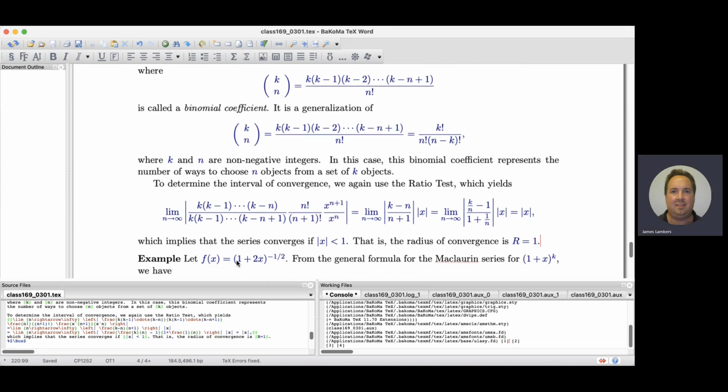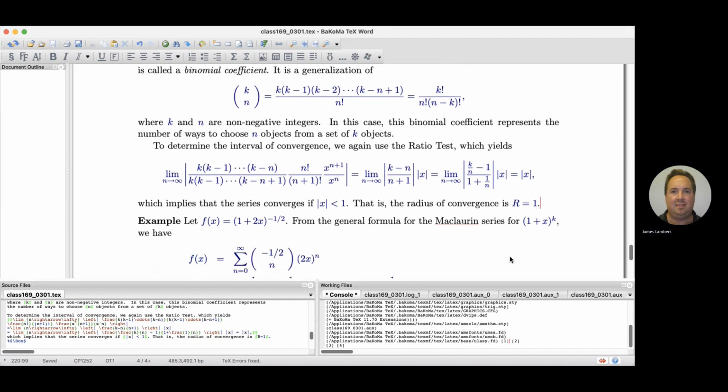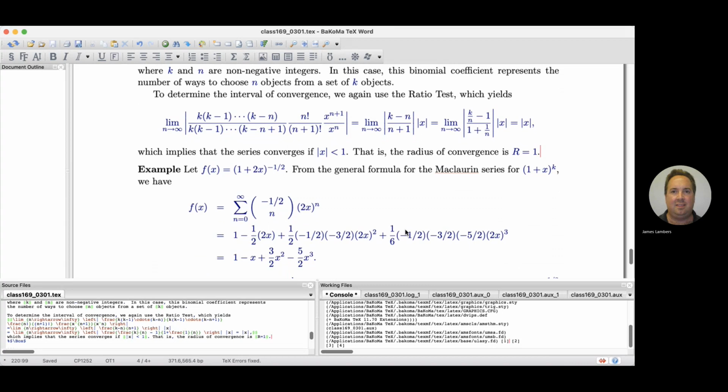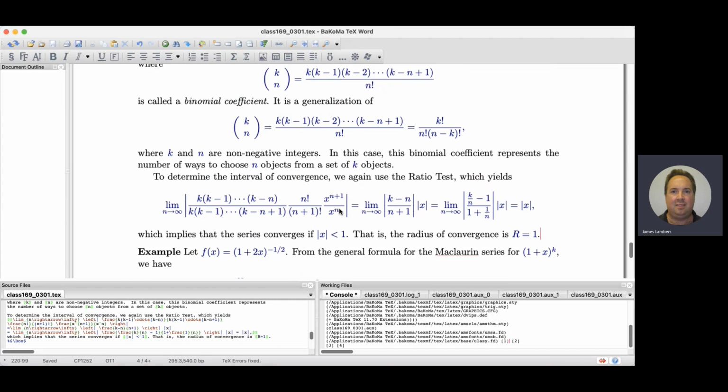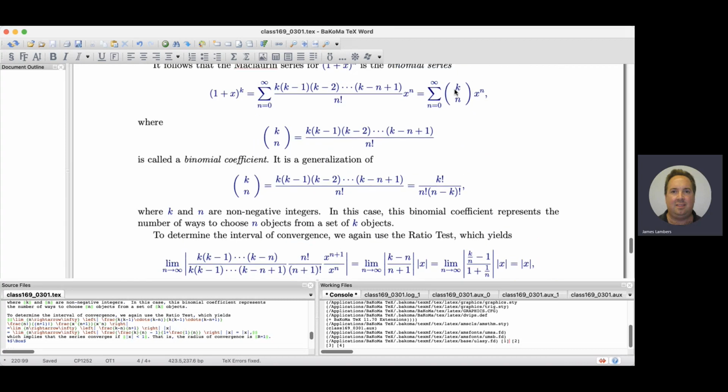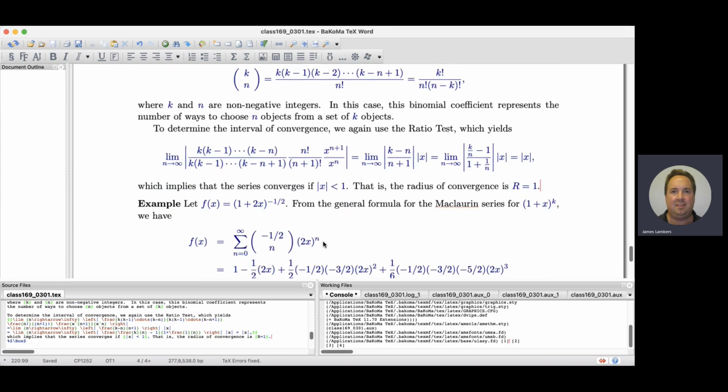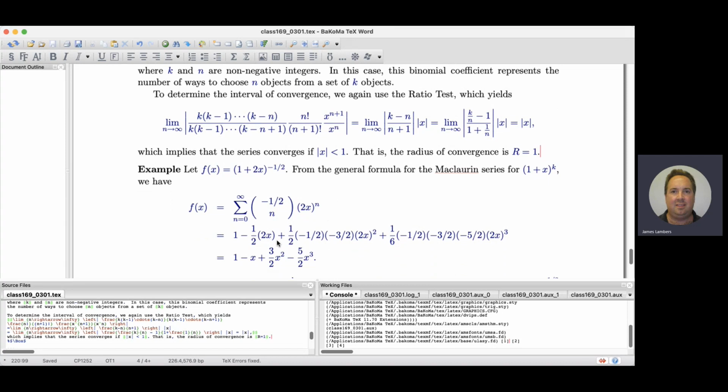So as an example, let's look at f of x is 1 plus 2x to the minus 1/2. So k from here is equal to minus 1/2. But instead of x, we have 2x. So I'm going to make use of this Maclaurin series formula that I just came up with. Using this formula right here, k is equal to minus 1/2. Instead of x, I have 2x, all raised to the nth power. So then what I can do is use the formula for this to work all this out.